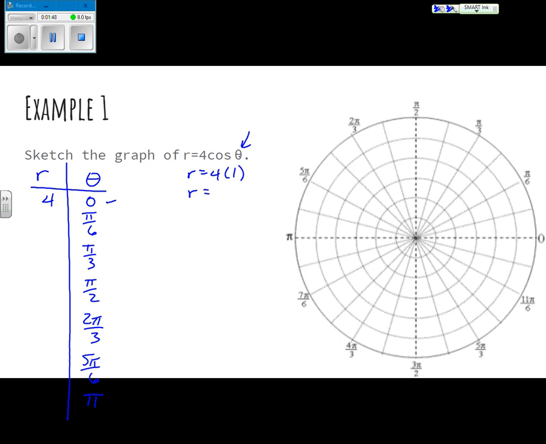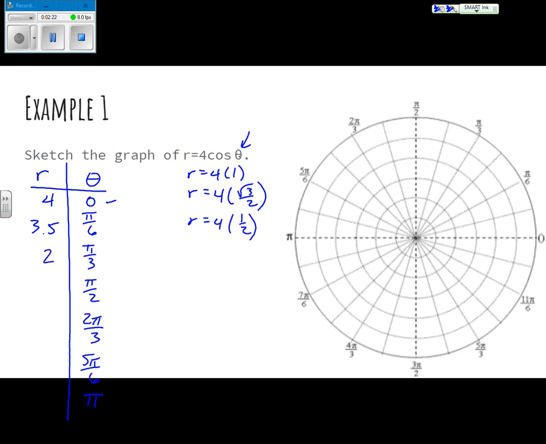If I plug in, say, pi over 6, that gives me 4 times the square root of 3 over 2. That gives me 2 square roots of 3, but that doesn't really help me in graphing it. So I'm going to hit 2 times the square root of 3 in my calculator. It gave me like 3.5. Do the same for pi over 3. Kind of see where this is going. I plug in pi over 3. That gives me just 1/2.